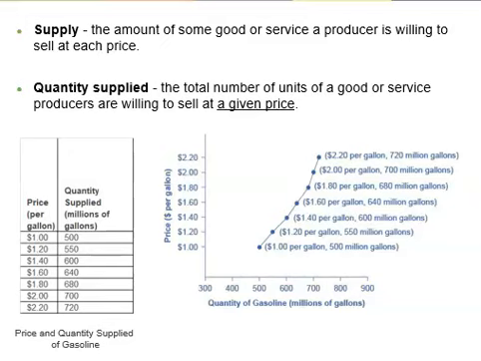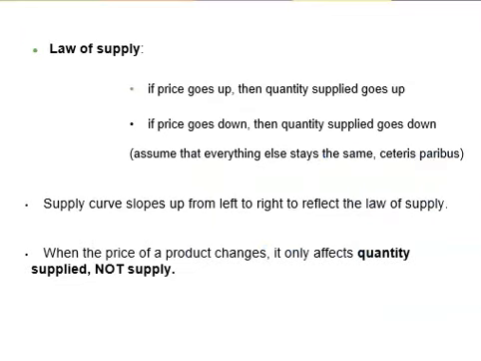This is what we call the law of supply. Law of supply says that if price goes up, then quantity supplied goes up. If price goes down, then quantity supplied goes down. Assume that everything else stays the same, ceteris paribus. The supply curve is simply a graphic illustration of this relationship between price and quantity supplied.